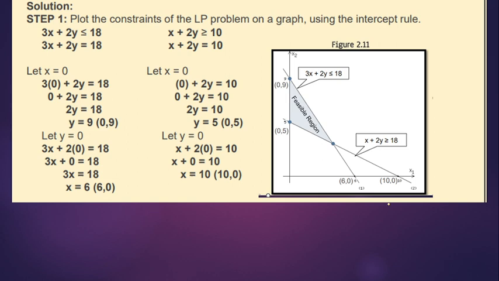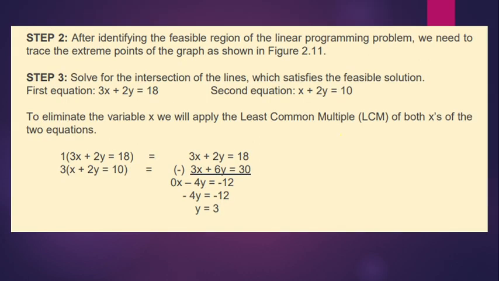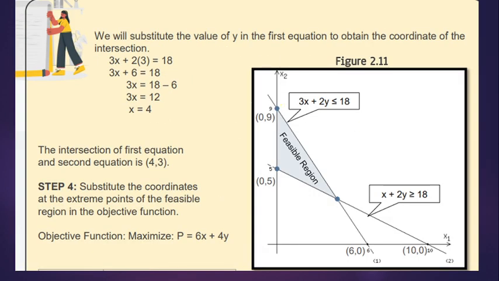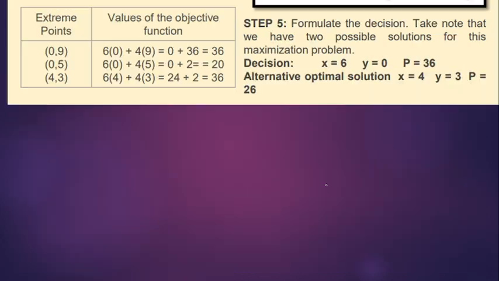And then after that, we have the extreme points 0 and 5, and 0 and 9. So let's find the intersection point. Using the elimination method, or Cramer's rule, or substitution, you can find the extreme point. The extreme point is 4 and 3. So you just copy the three extreme points: 0 and 9, 0 and 5, and 4 and 3.